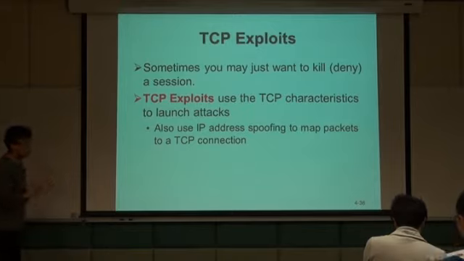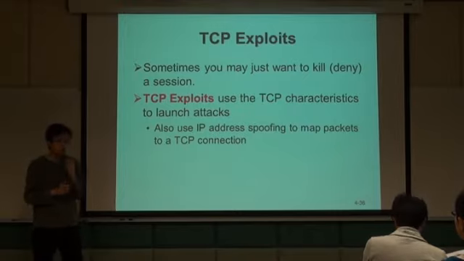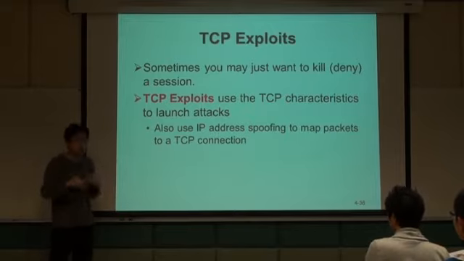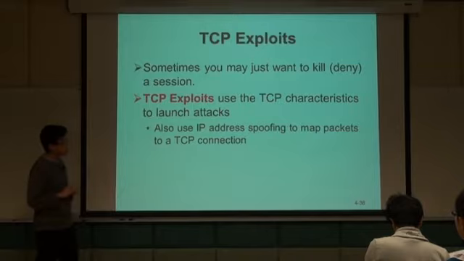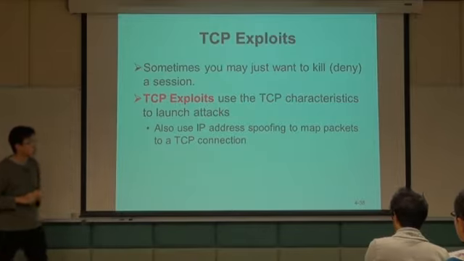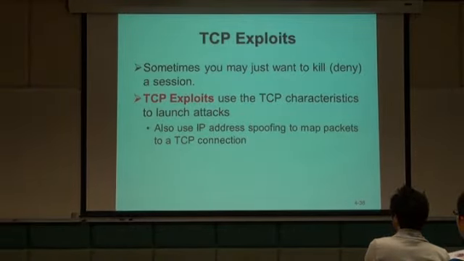The whole idea is to exploit the fundamental characteristics of TCP. If you want to fix that, probably the most effective way is to change the TCP protocol. But that's not feasible, because that also affects all the software that is built on TCP. So this attack is very dangerous. The idea is to use IP address spoofing to map the packets to a TCP connection. To understand this attack, we need to understand the fundamental characteristics of TCP.